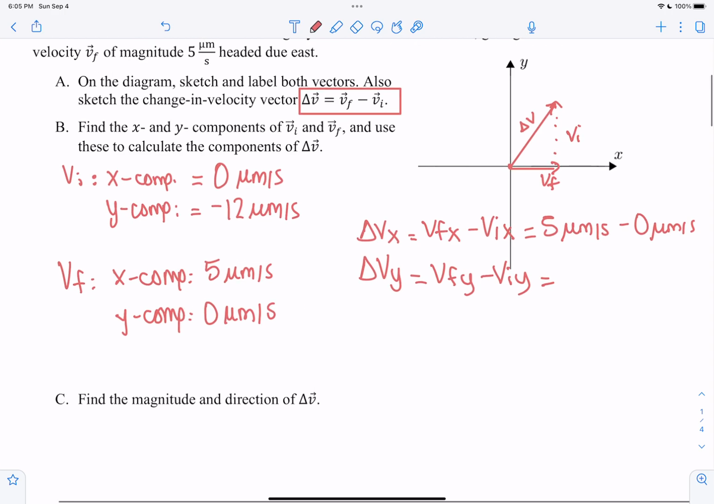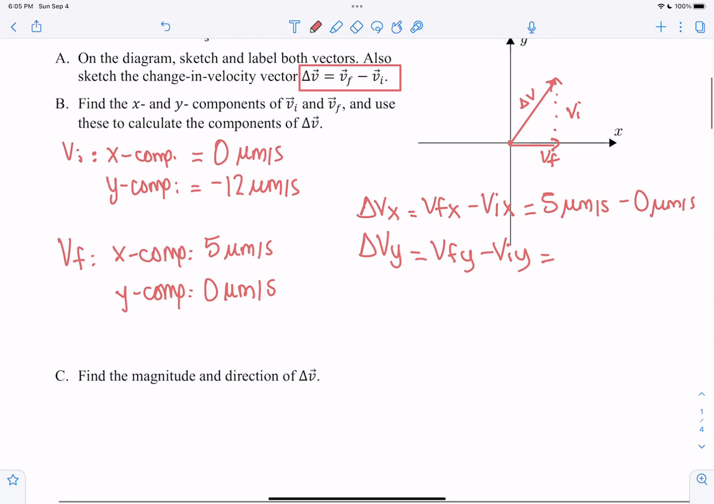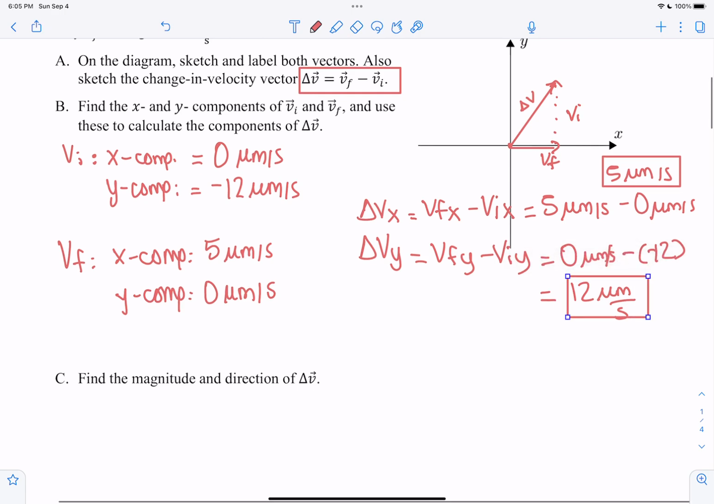Right, so we'd have your Vfy, your final in the y direction, which is 0, and then we subtract the initial in the y direction, which was negative 12. So 0 micrometers per second minus negative 12. That should give us 12 micrometers per second for our delta Vy. And our delta Vx is going to be 5 micrometers per second. So delta Vx is 5 micrometers per second, and delta Vy is 12 micrometers per second.